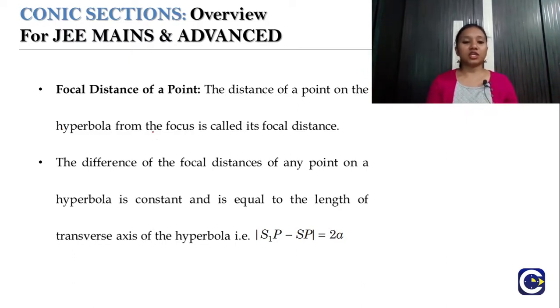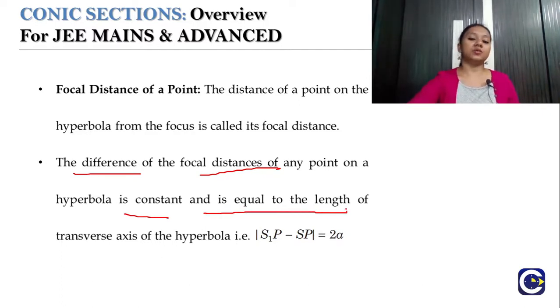So let's have a look here. The difference of the focal distances of any point on the hyperbola is constant, and that is equal to the length of the transverse axis. That is nothing but modulus of S1P minus SP, which is equal to 2A.